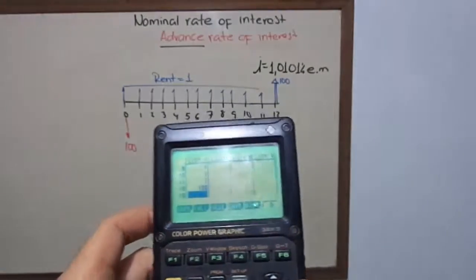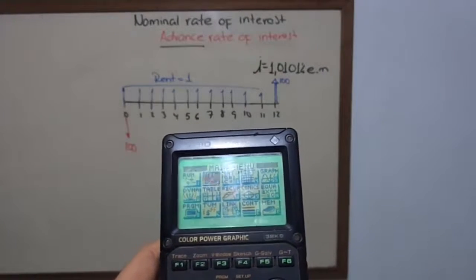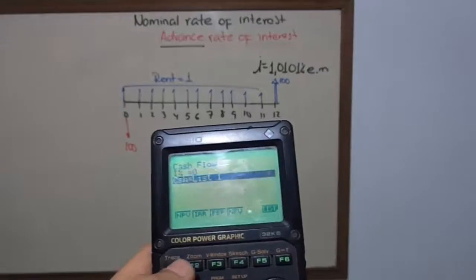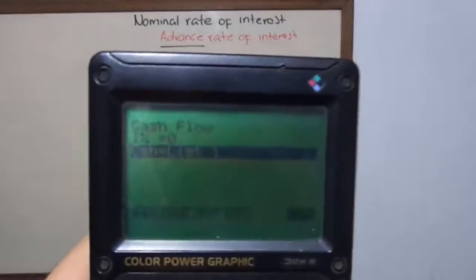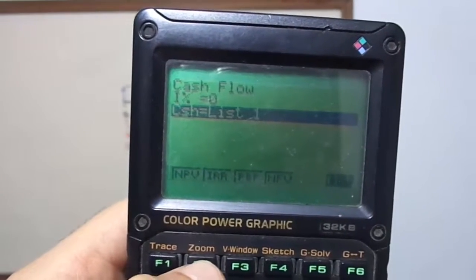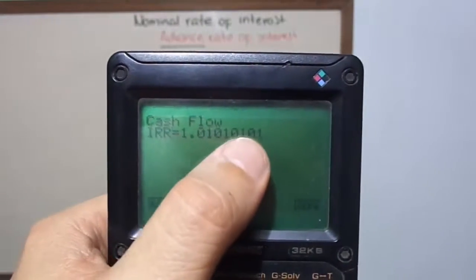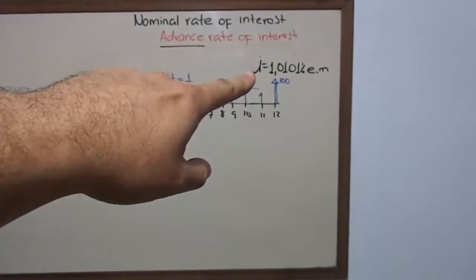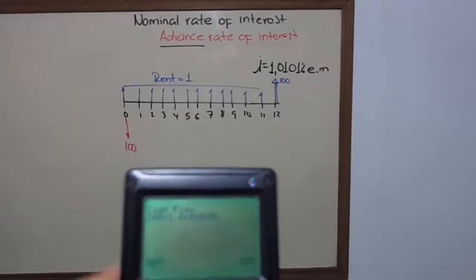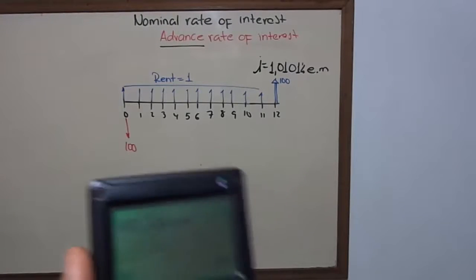I hope you can see this. Okay, so let's find the interest rate of return. Let's exit this place and go to payment. We get the cash flow and we get the list one, and we choose IRR, as you can see here. That's the second choice, and let's see how it works. 1.01010101, which is the same as what we found here. And this is effective because interest rates of return are always effective, never nominal.